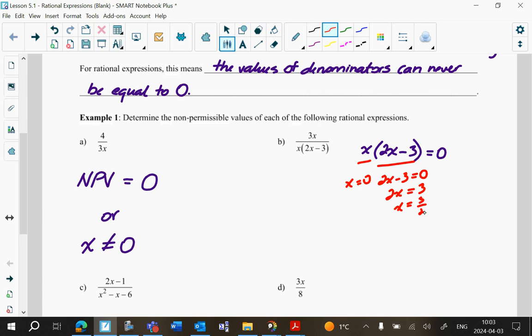It could be 0, because if I plug 0 in here, it doesn't matter what this is. 0 times this is 0. And we can't divide 0. If I plug 3 halves in, it'll make this section 0. And it doesn't matter what this is. 0 times this is 0. I can't divide by 0. So there's 2 of them in this case. So we would say the NPVs are equal to 0 or 3 halves, or if we're going to use the not equal notation, we would say x is not equal to 0 or 3 halves.